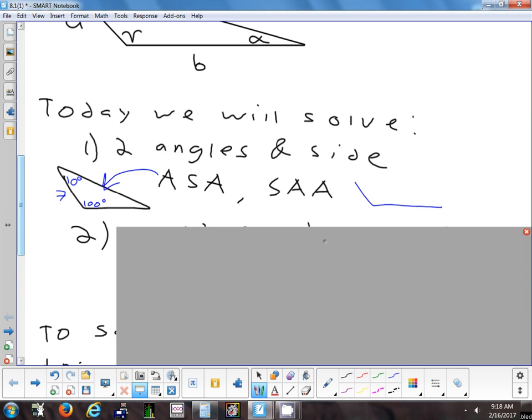All right, and then side angle angle could look something like this. Let's say this side is 10, this is 95, and this is 15. In this problem, you have two angles, and you also have a side, but the side that I gave you is not the one that's between the two angles. It's outside of the two angles. Same information, different placement. Any questions on the difference between those two types?